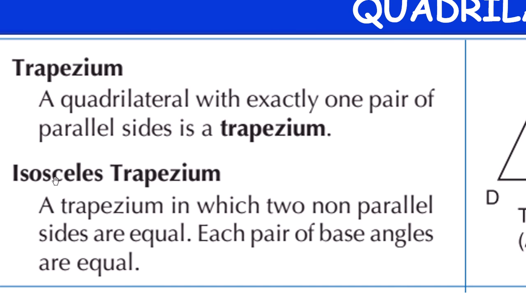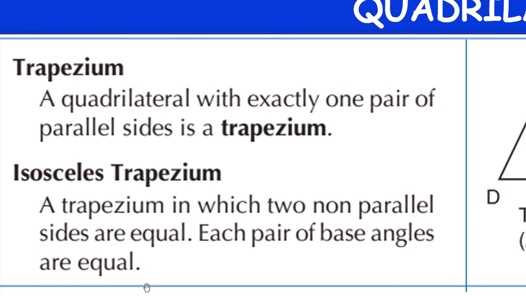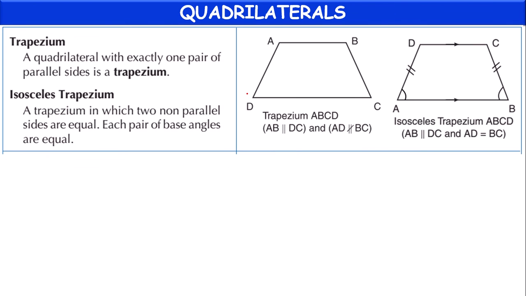One more thing, we have the isosceles trapezium. Here in a trapezium, one pair is parallel, not equal, children. Only one pair is parallel, no pair is equal. But in an isosceles trapezium, one pair is parallel, and along with that, the two non-parallel sides are equal, then it is called an isosceles trapezium. At that time, each pair of base angles are equal. Trapezium means only one pair: AB is parallel to CD, that's all. If AB is parallel to CD, only one pair is parallel, they are not equal.